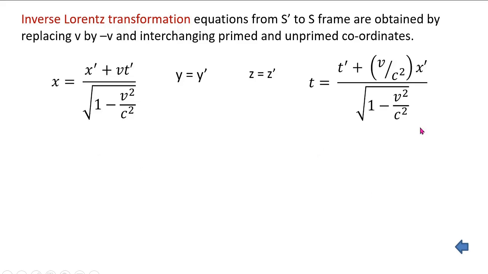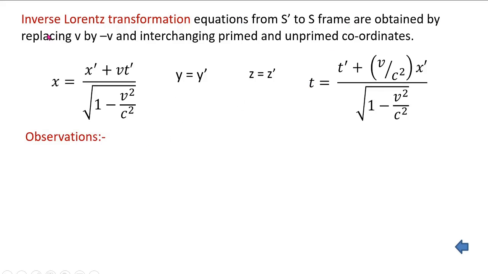Then we get these equations: x is equal to x dash plus vt dash upon square root of 1 minus v square upon c square, y is equal to y dash, z is equal to z dash, and t is equal to t dash plus v upon c square x dash upon square root of 1 minus v square upon c square. These are the equations from S dash to S frame of reference, because on the right hand side x dash and t dash are the coordinates of S dash frame of reference. On the left hand side, x, y, z, t are the coordinates of S frame of reference. So these are the equations from S dash to S frame of reference.